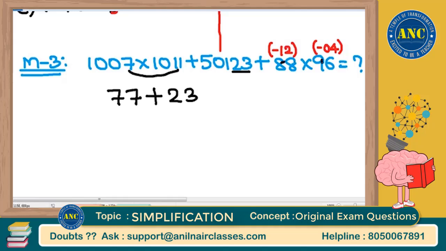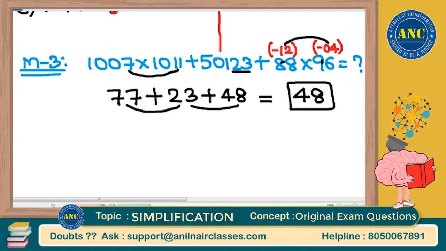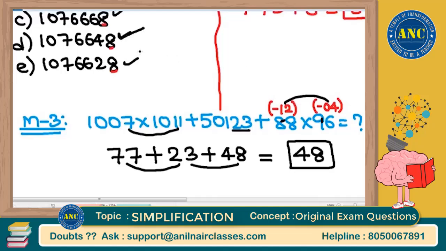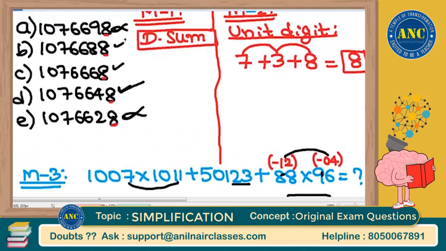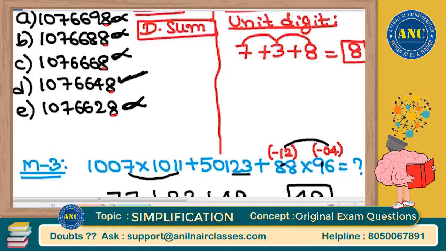88 into 96 when you multiply, whatever the last 2 digits you will get, the same last 2 digits you will get when you multiply minus 12 into minus 4. Minus 12 into minus 4 is 48. Last 2 digits of that product is 48. That means the final value is 77 plus 23 is 100. 100 plus 48 is 148. Last 2 digits in the answer should be 48, and there is only one option which is satisfying, which is option 4. First option is 98, second option is 88, third option is 68, fifth option is 28. Answer for this question should be the fourth option.